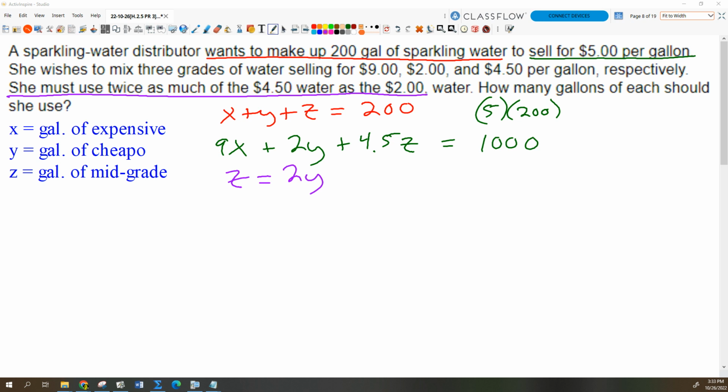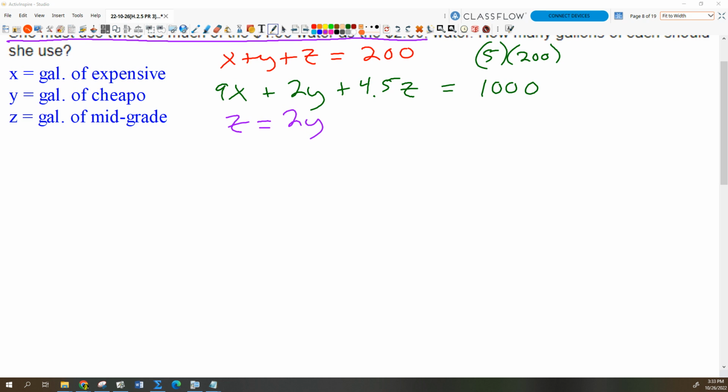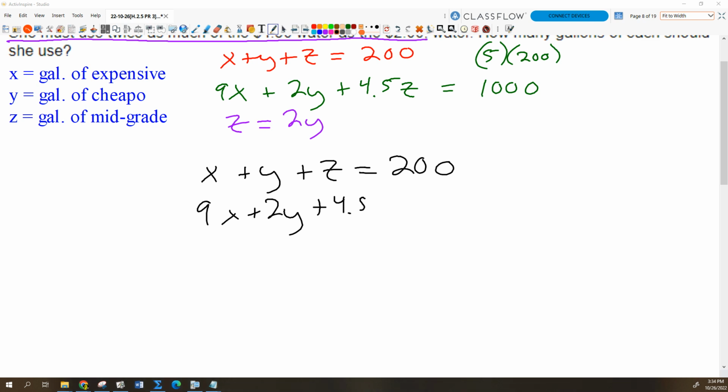Okay, so now this is our system, but it doesn't look like the right kind of system. Those equations aren't written in standard form, right? The first two are, but what do I have to do to the third one? I've got to move either the Z to this side or the 2y to that side. Take your pick. So the first equation is good: X plus y plus z equals 200. Second equation is great: 9x plus 2y plus 4.5z equals 1,000.